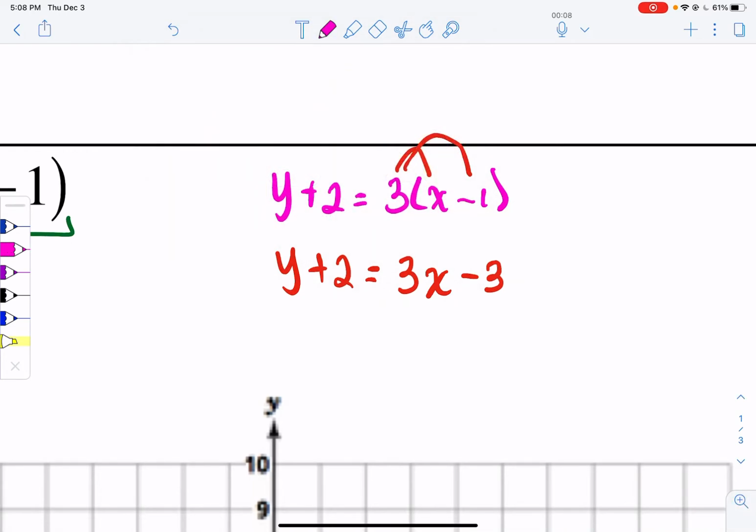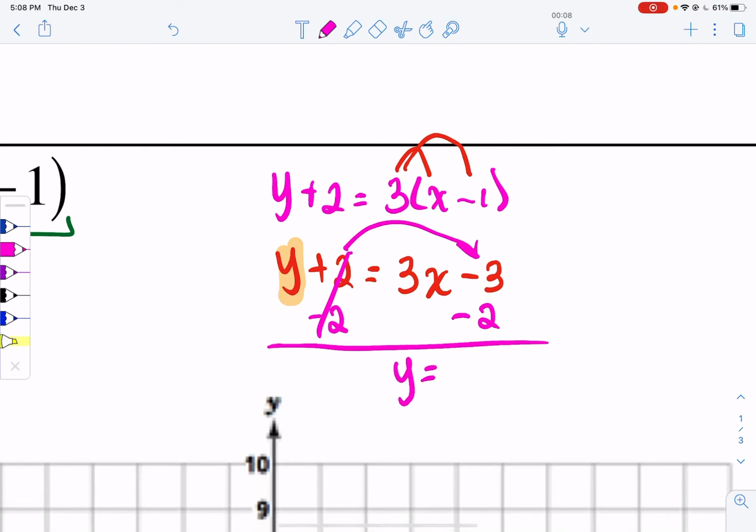I want to get my y by itself, so I have to get rid of that plus 2. So I need to get this 2 over here. The only way to get rid of a plus 2 in our class is to subtract 2. Subtract 2. My 2's cancel, so I get y equals 3x minus 5. That is the equation I'm graphing.